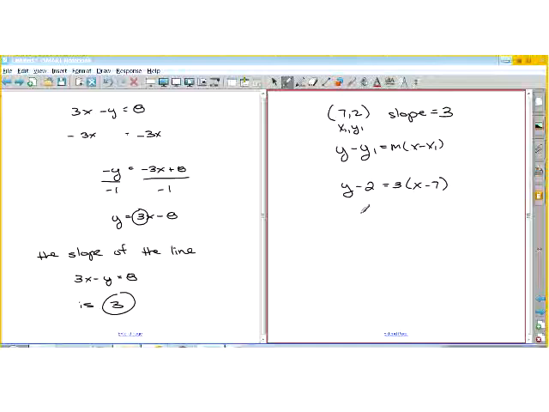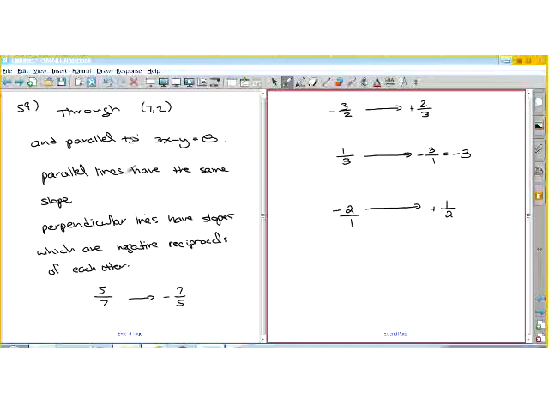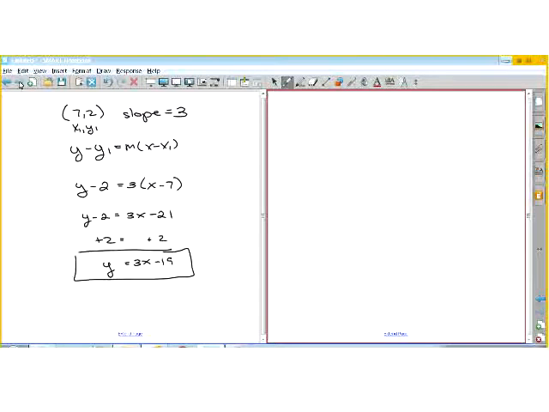Then we want to put it in slope-intercept form. First thing we're going to do is multiply, get rid of the parentheses. 3 times x is 3x, 3 times negative 7 is negative 21. Then we're going to isolate the variable term. y minus 2 plus 2 is just y. Here we get y equals 3x minus 19. So that's the equation of the line that goes through this point but is parallel. Use the fact that parallel lines have the same slope.